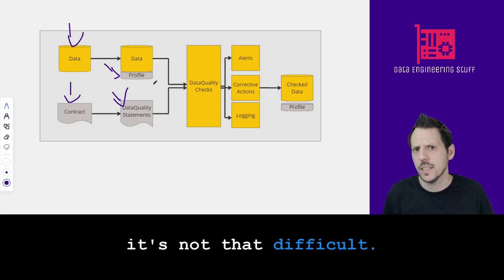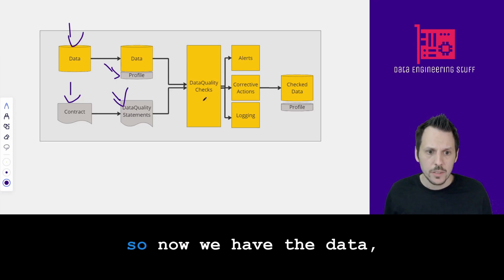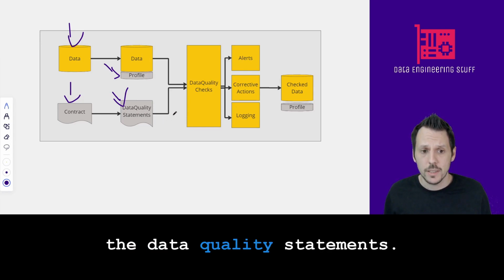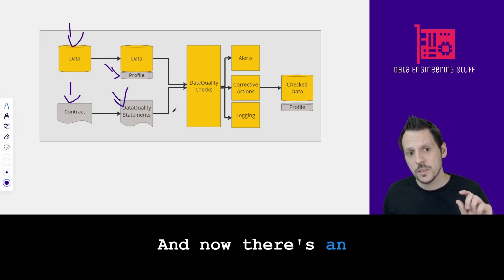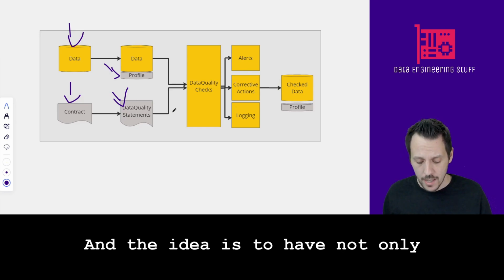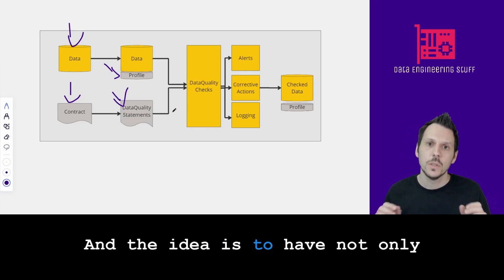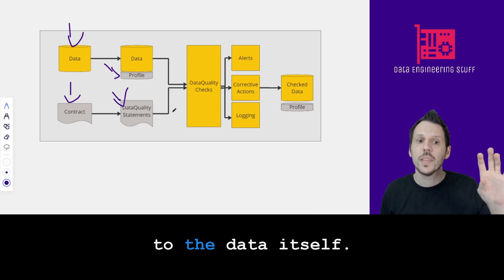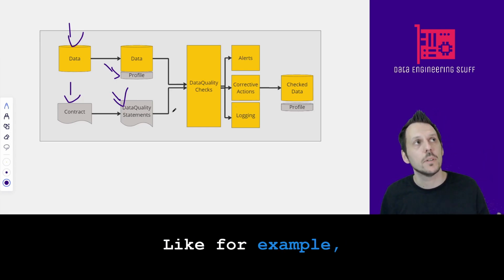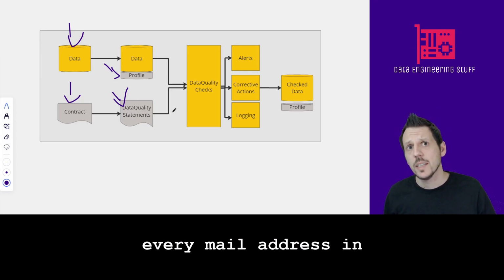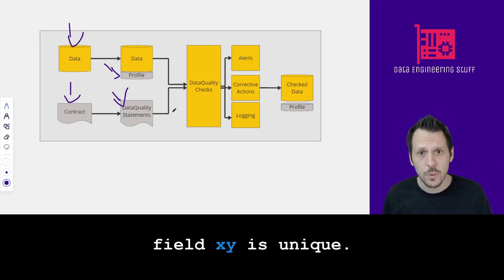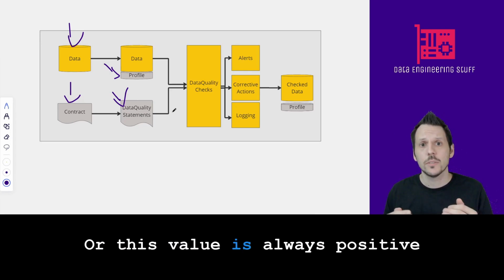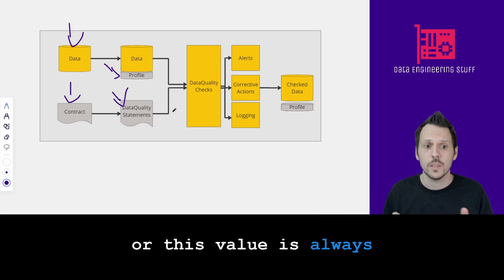It's not that difficult. So now we have the data, we have the profile, and we have the data quality statements. And now there's an interesting idea. And the idea is to have not only quality statements referring to the data itself, like, for example, every mail address in field XY is unique, or this value is always positive, or this value is always non-null.